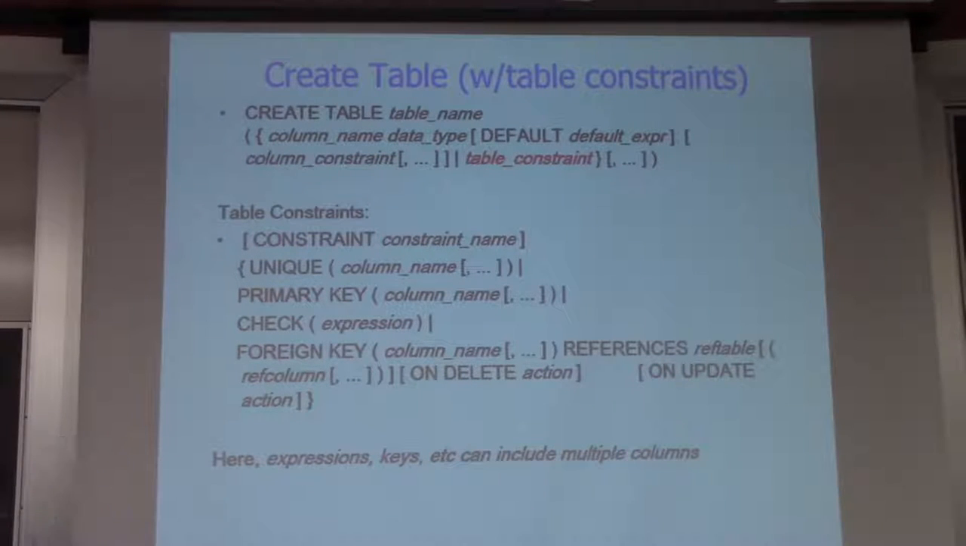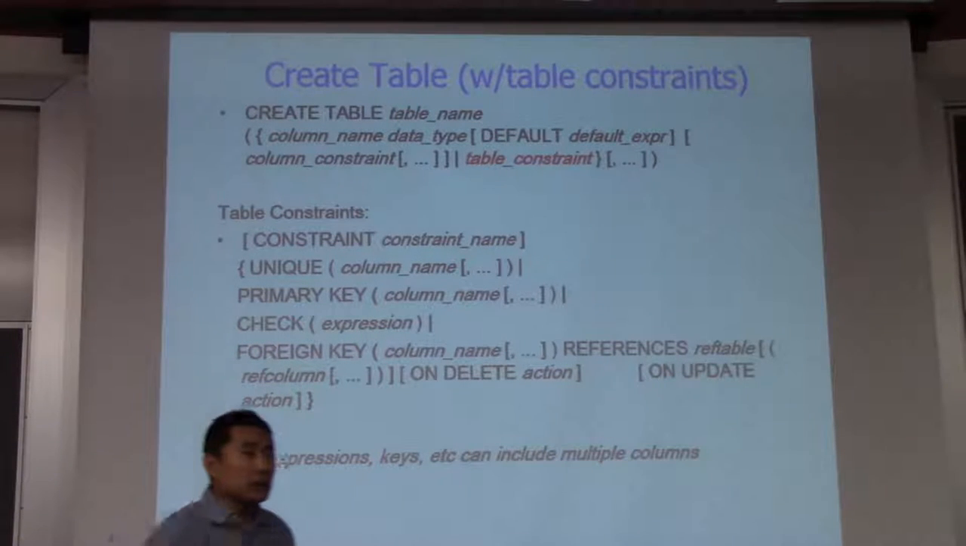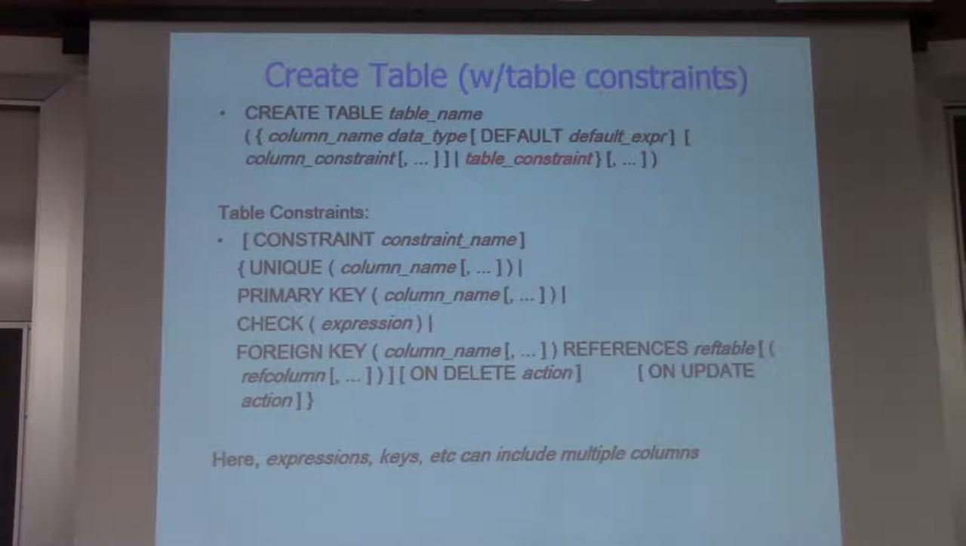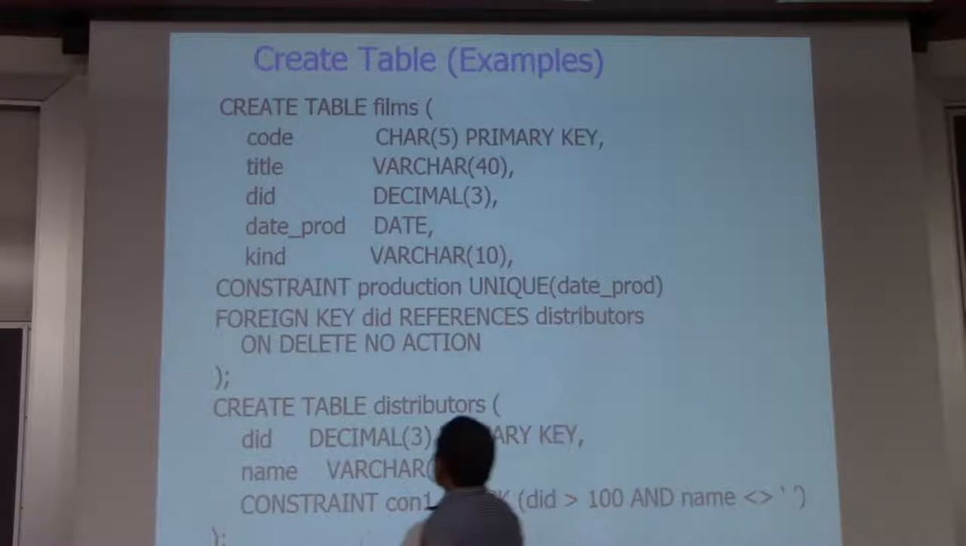What about table constraints? Very similar, except that now, in addition to those expressions involving a single column, you can specify constraints and expressions involving multiple columns, because table constraints appear in the very end of the create table statement. So here you can do unique for candidate keys and primary key. And here, this column name can be a list of columns instead of a single column. If you do it as a column constraint, it automatically limits to only a single column because it appears right after that column. But as a table constraint, you do not have that limitation anymore. So let me give you some examples.